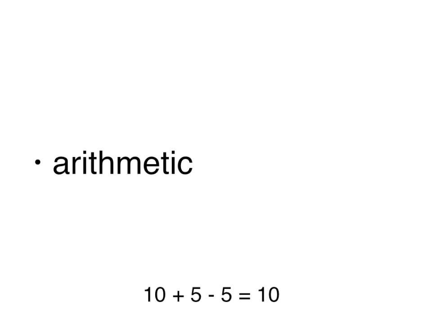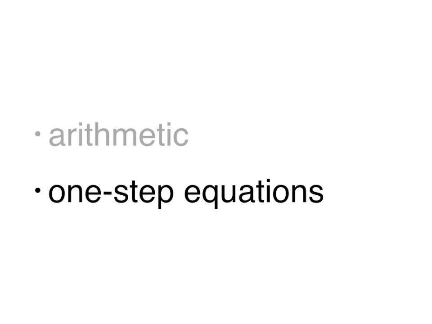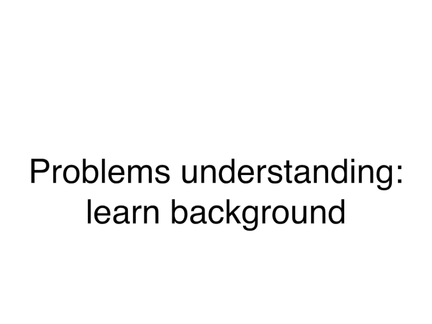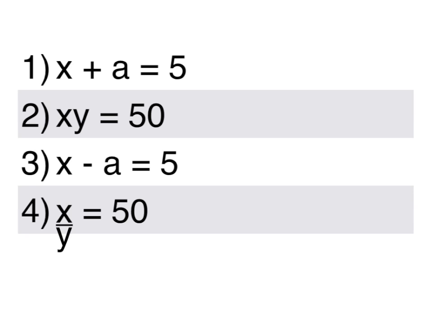Okay? You need to know about one-step equations with numbers. Maybe two-step equations with numbers would be good also. And have an abstract idea of how equations work and what a variable is. If you have a problem understanding some of this, then it's probably just a background issue. Get better at your arithmetic, do some more one-step equations with numbers, do some two-step equations with numbers, and you'll be okay. So here are the first 4 we're going to work on. We can do these 4, and then you can stop the video, take a break if you need to, and we'll do 4 more.